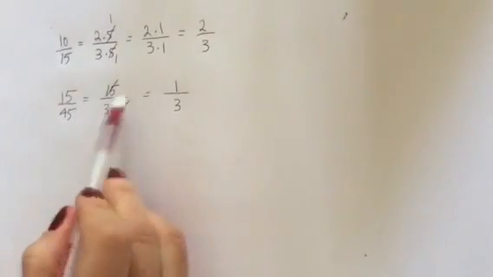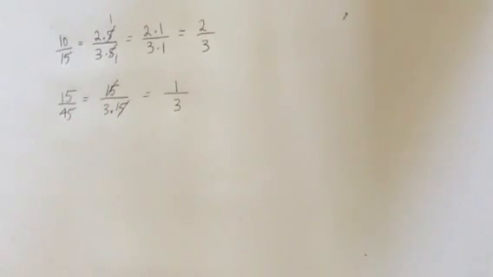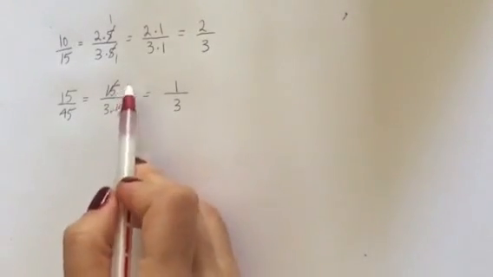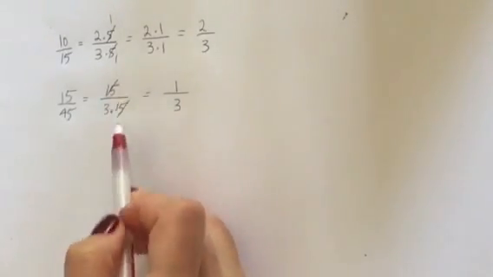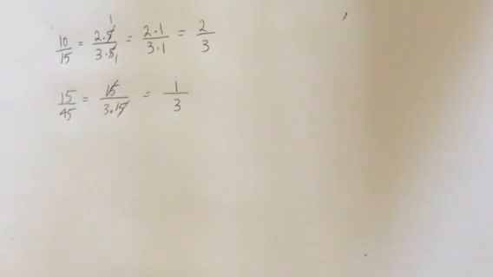So we really don't need to prime factor the top and bottom. As long as we can find a relationship between the numerator and denominator, some common factors that we can cross out, we will be fine.